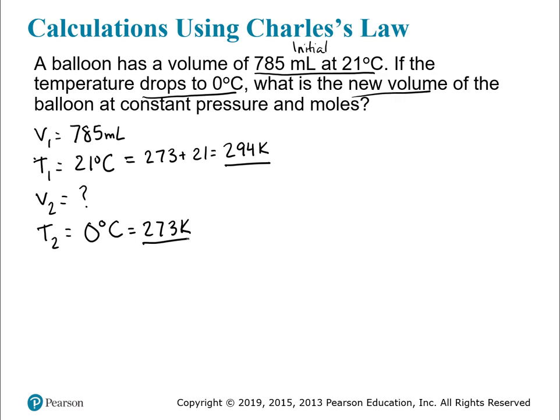Now that we've got our temperatures in the right units, we can think about what gas law to use. All we have is volumes and temperatures. That's Charles's law. Now we need to do our cross multiplication. And then we can say, okay, what variable am I isolating? This time I'm trying to figure out V2. So I'm going to divide both sides by T1.